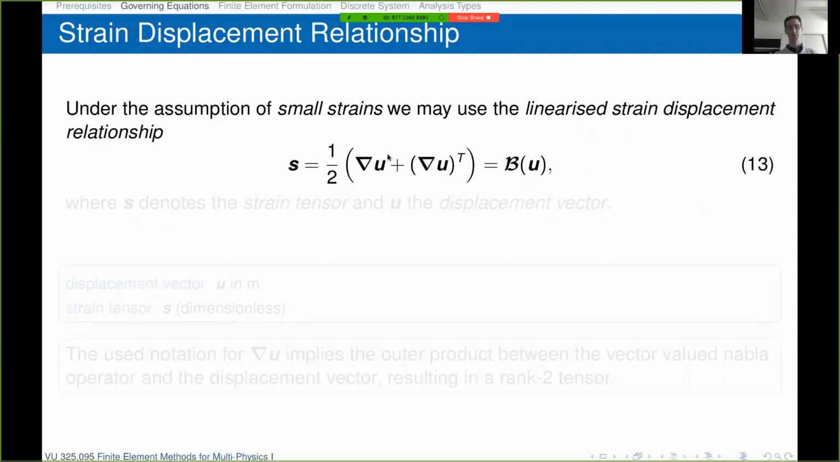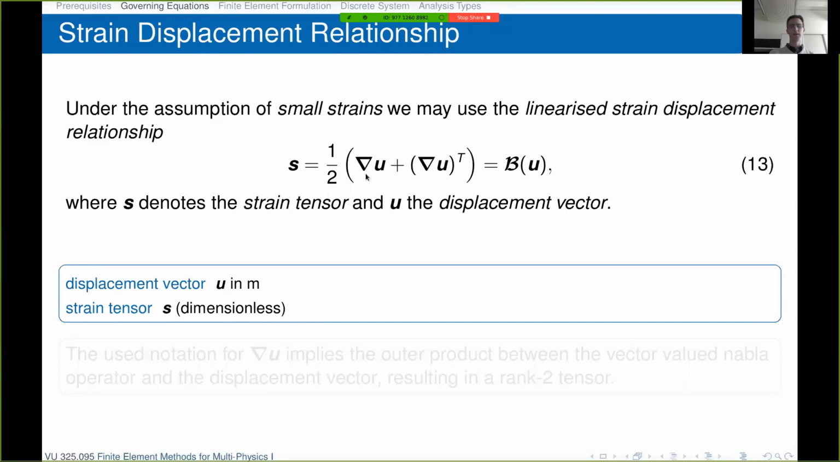The gradient of u in our notation is the outer product of the nabla operator with the vector u. This gives us a rank 2 tensor, which is true for the strain tensor. The strain tensor, like the stress tensor, is a tensor of rank 2. And u, as already mentioned, is the displacement vector, of course in meters. The strain tensor is dimensionless. The dimension could also be meter per meter, which is 1.